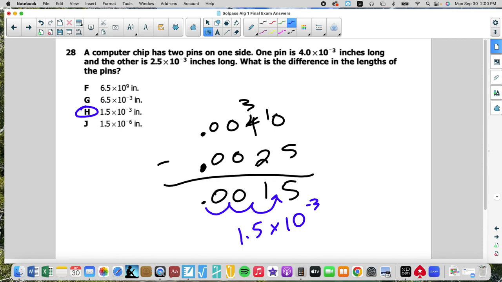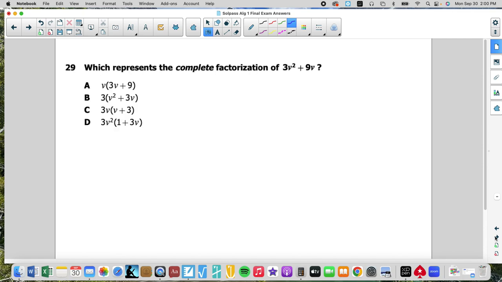Number 28 is H again, which represents the complete factorization of 3v squared plus 9v. So we look at the coefficients first. What can I factor out? A 3. And now we look at the variables. I can factor out at least a v. And if I factor out a 3v, I'm left with v plus 3. And so the answer is 3v times the quantity v plus 3. 29 would be C.